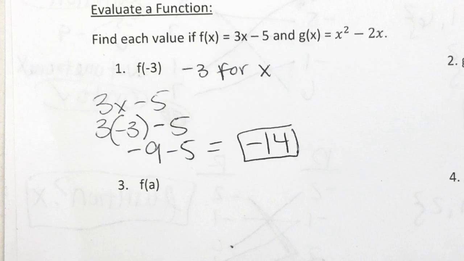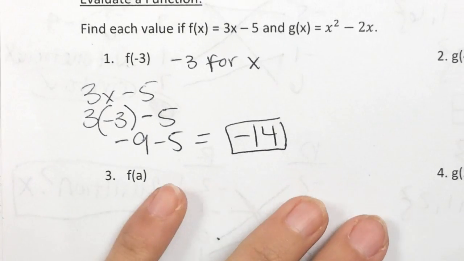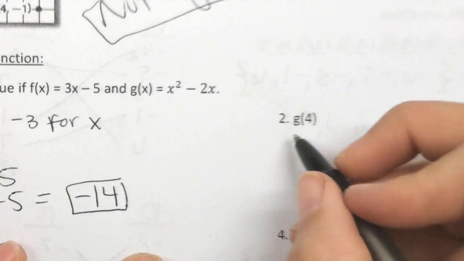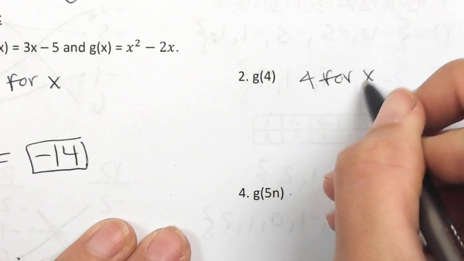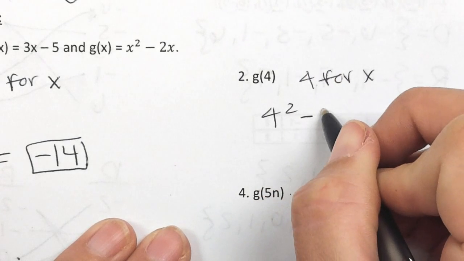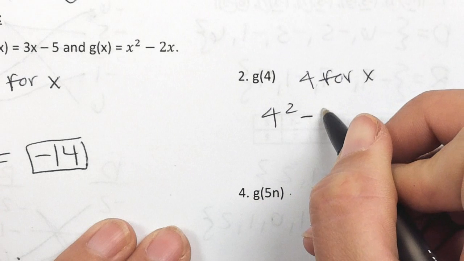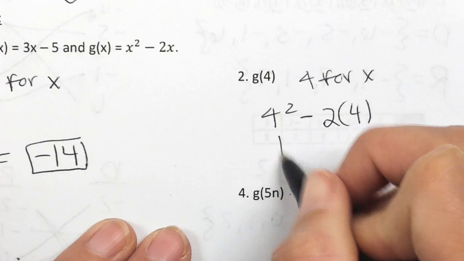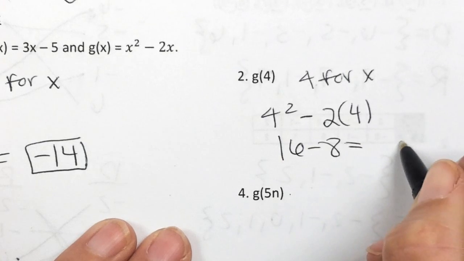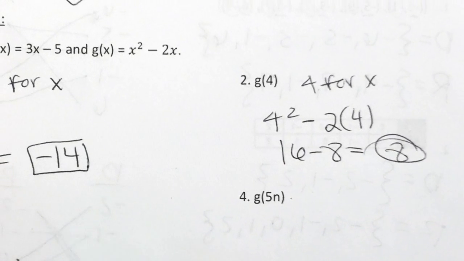Everybody done with that one? Anybody want to tell me how to work it? Go ahead. You plug in the 4 for x, you get 4 squared is 16 minus 8, well, 2 times 4, and you get 8. Very good. Any questions on that one?